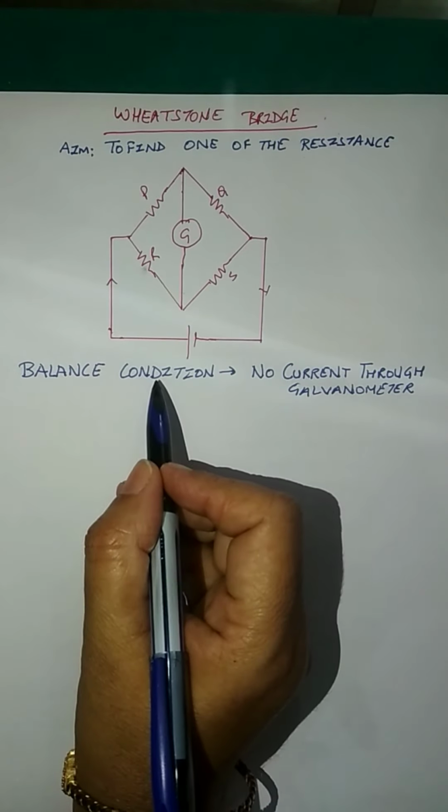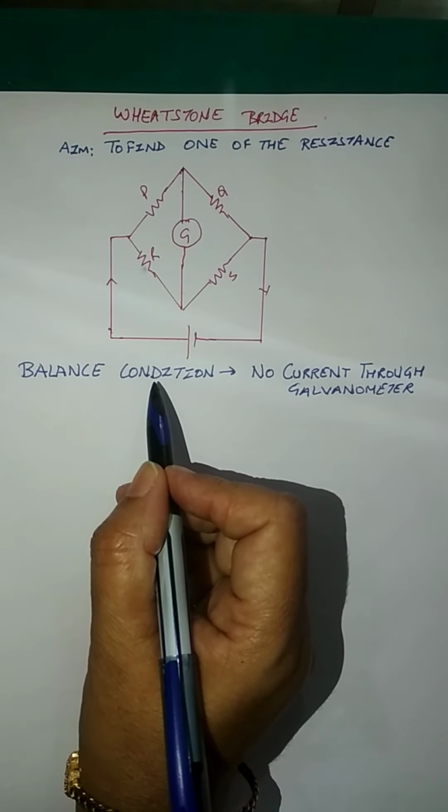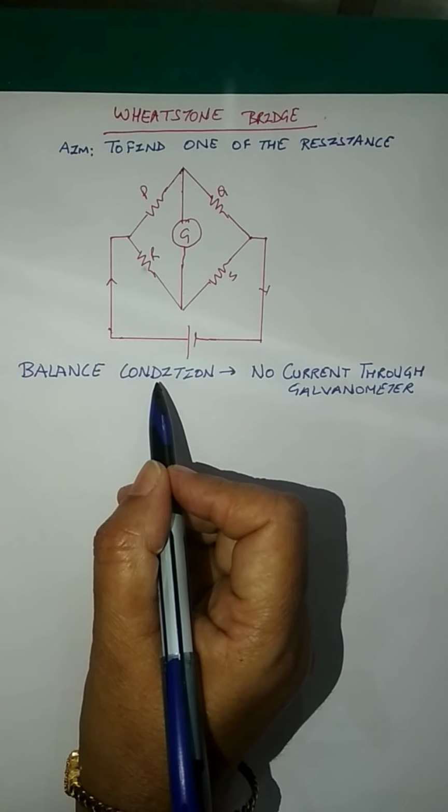We'll study in this class about the Wheatstone bridge. Now, the use of the Wheatstone bridge is to find one of the resistances. So, for example, if you've got 4 resistances P, Q, R, S, and if you know 3 of them, we can find the 4th resistance.